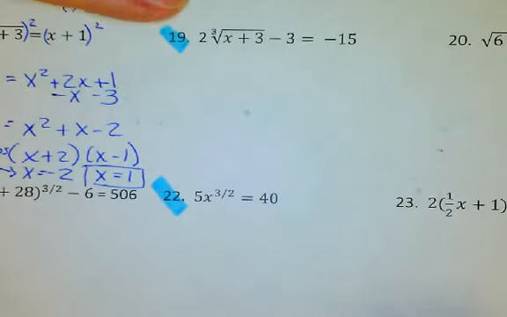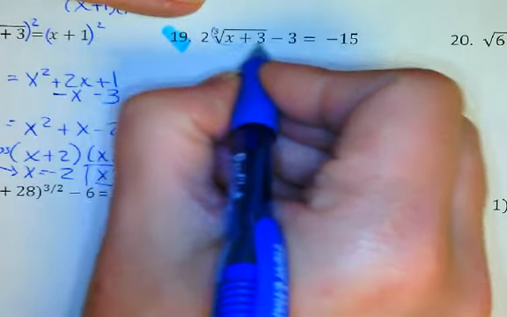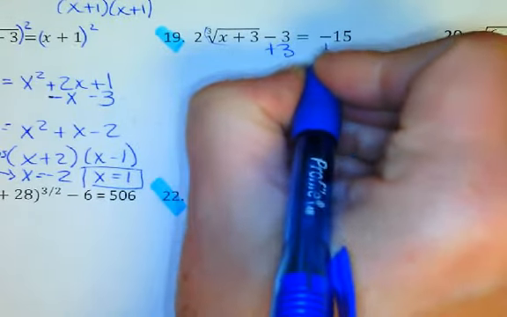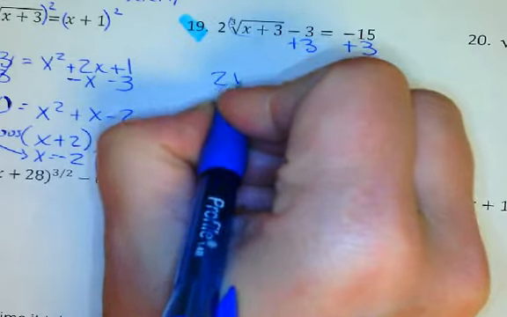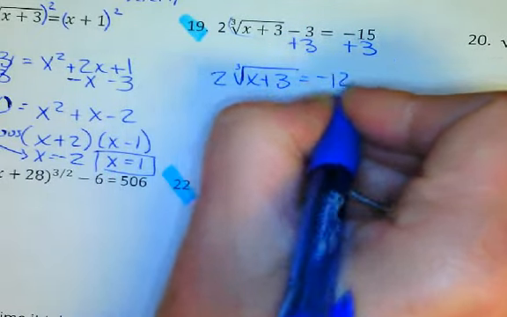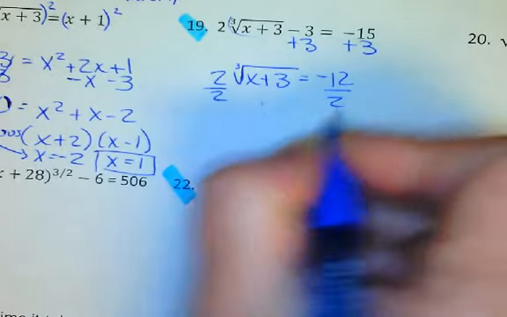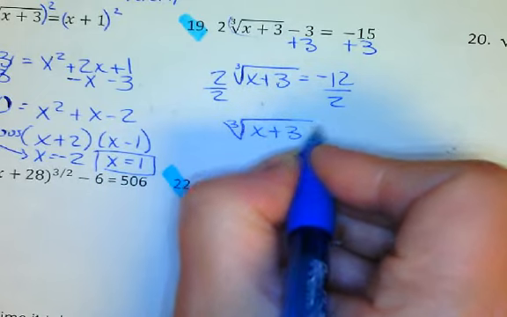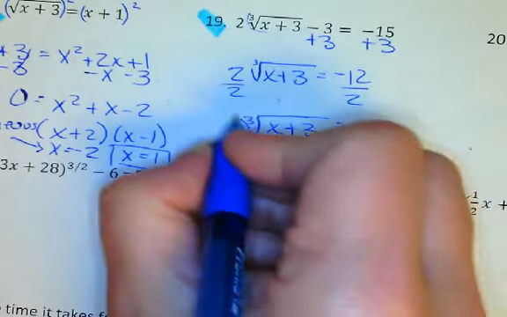Okay, on 19, again, I'm trying to get this by itself. So in order to get that by itself, I'm going to add the 3 over. So that gives me 2 times the cube root of x plus 3 equals negative 12. Then I'm going to divide. And that gives me the cube root of x plus 3 equals negative 6.